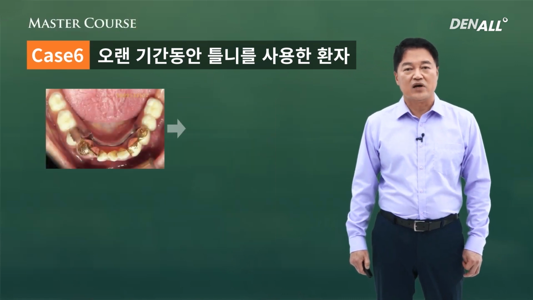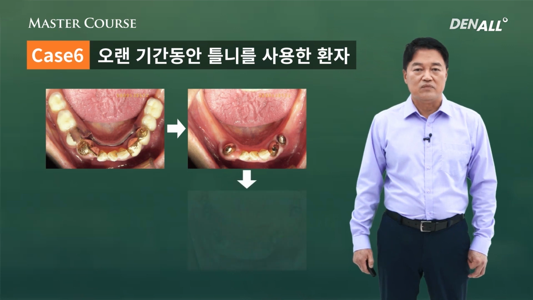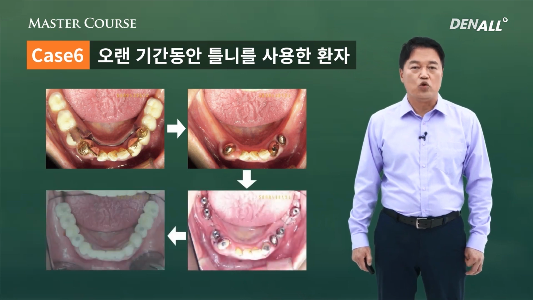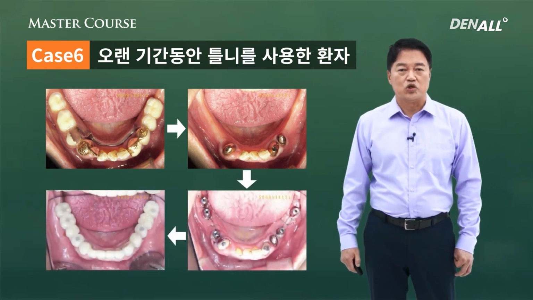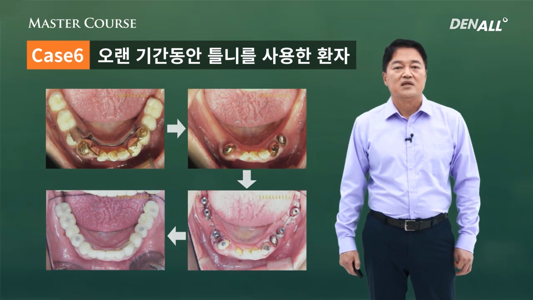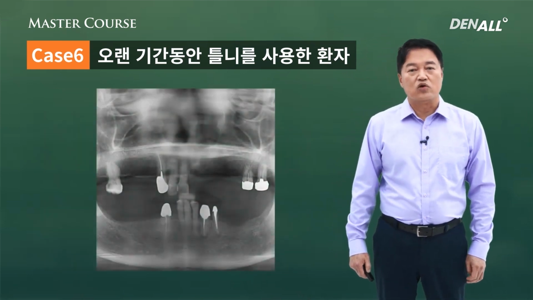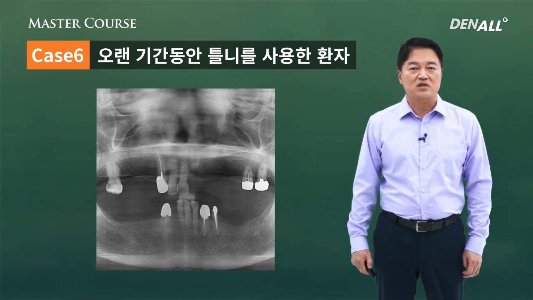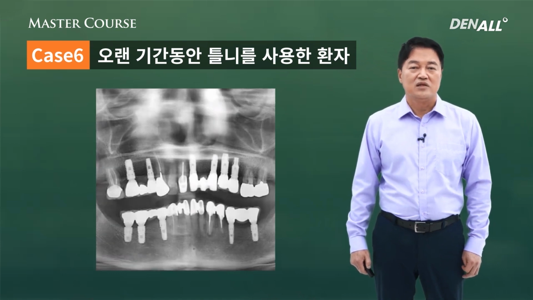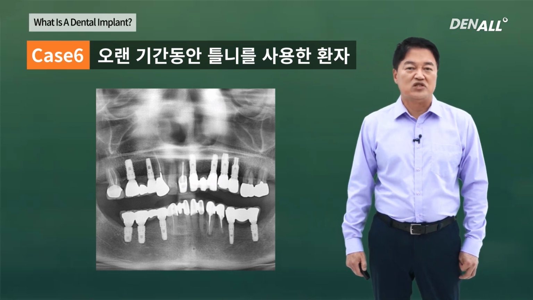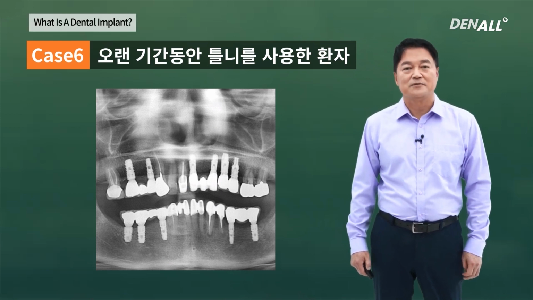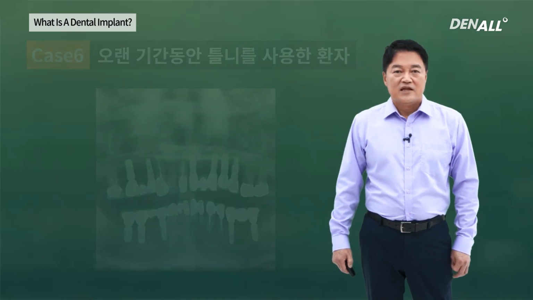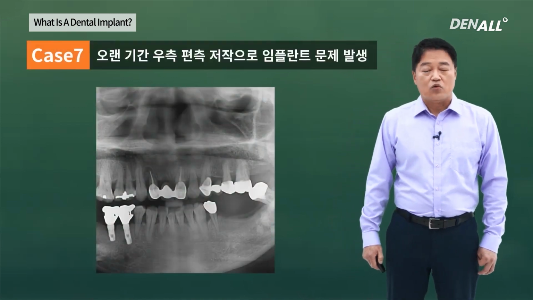In the lower jaw, the denture was removed, and in the missing area, an implant was placed, immediate loading was done, and the prosthesis was completed. If implant treatment had been provided from the start for this patient, the patient would not have experienced such difficulty or pain and would have been able to eat as if he or she was using their natural teeth. This is the final case.